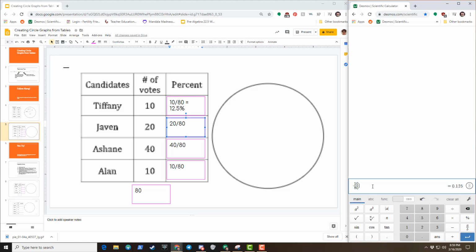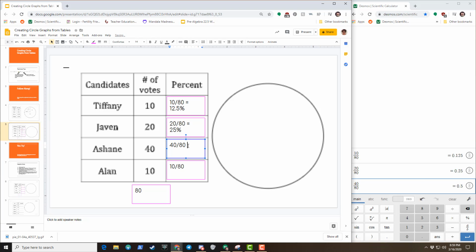For 20 out of 80, we just do 20 divided by 80. We get 0.25, which is equal to 25%. For Ashani, 40 divided by 80 is 0.5, which is equal to 50%. And Alan is the same as Tiffany, so that is also 12.5%.